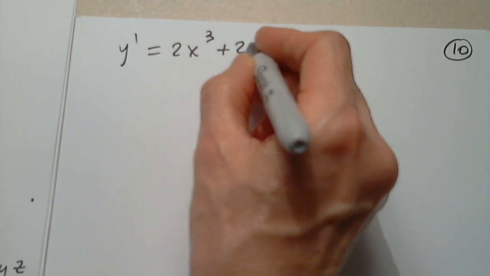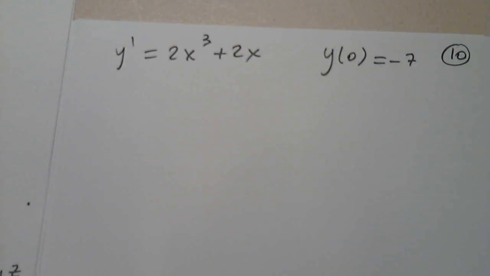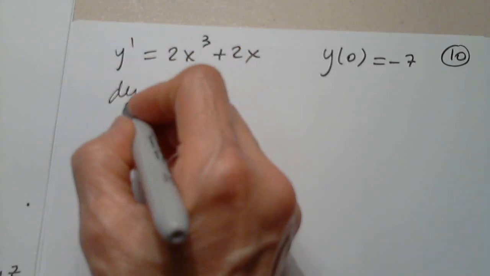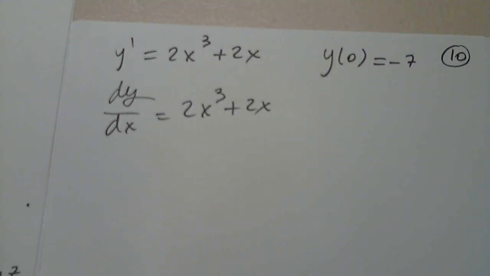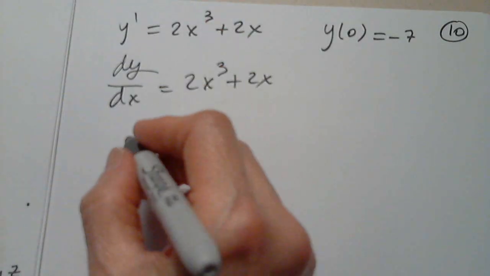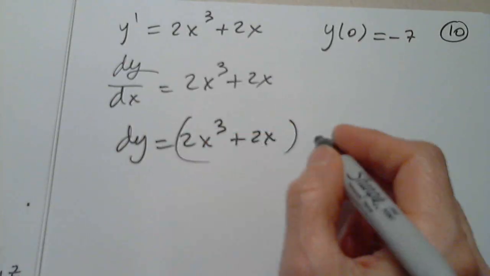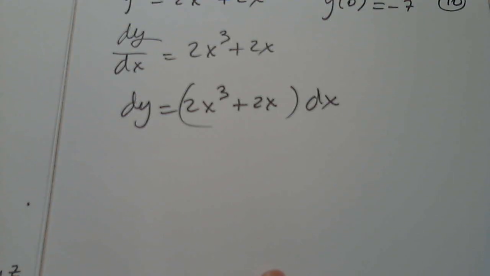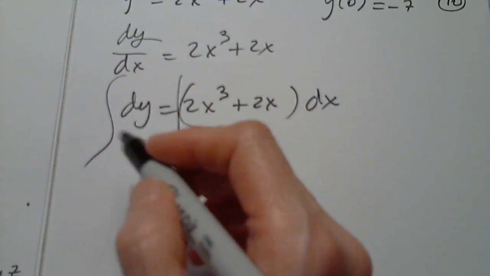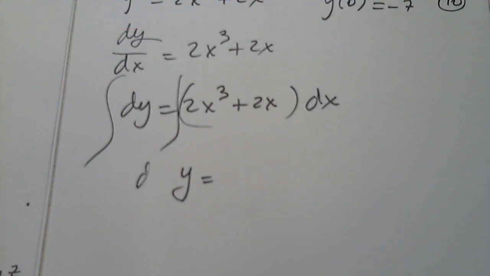x to the third plus 2x, and y of 0 equals -7. So this is dy over dx equals 2x cubed plus 2x. Of course, we multiply by dx. So dy equals 2x cubed plus 2x dx. And we integrate now, and we get, I meant to write y.